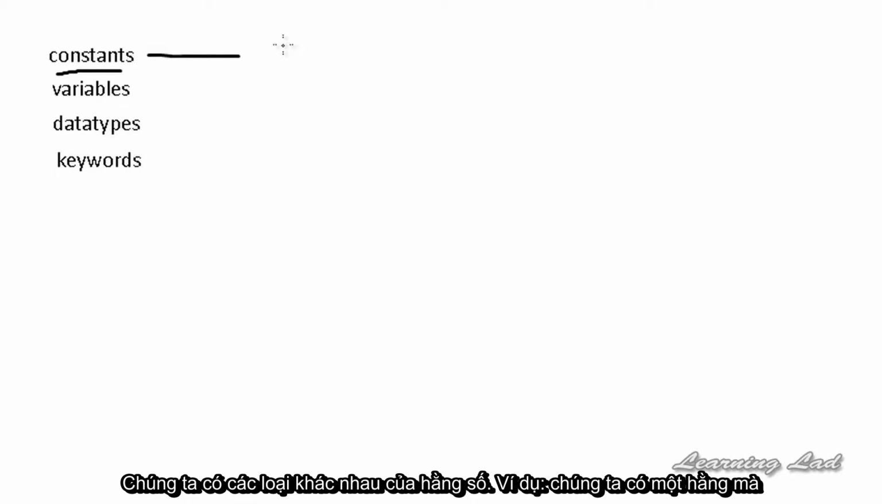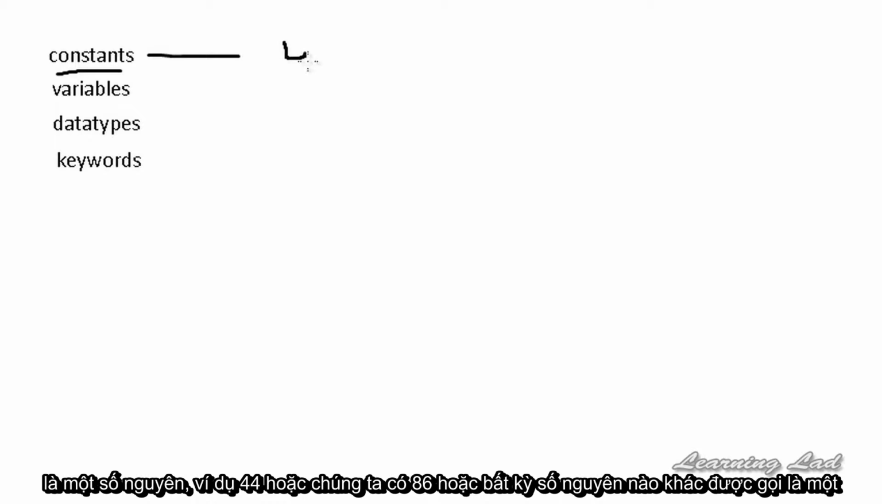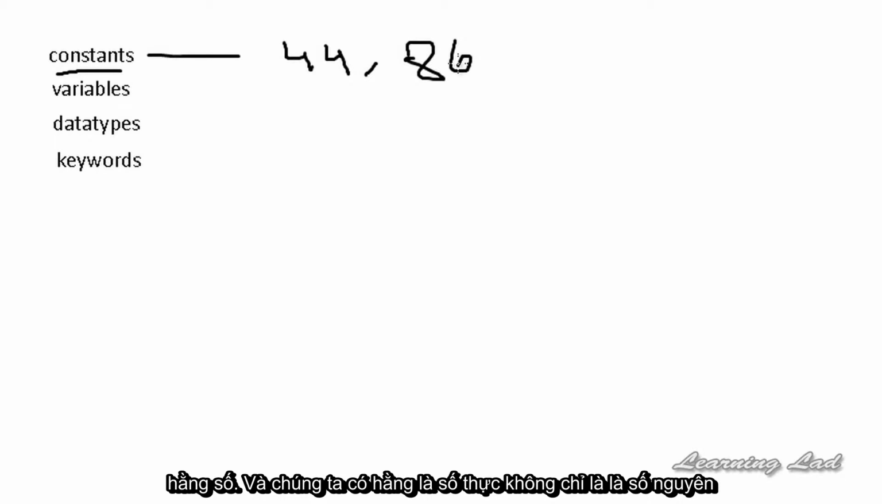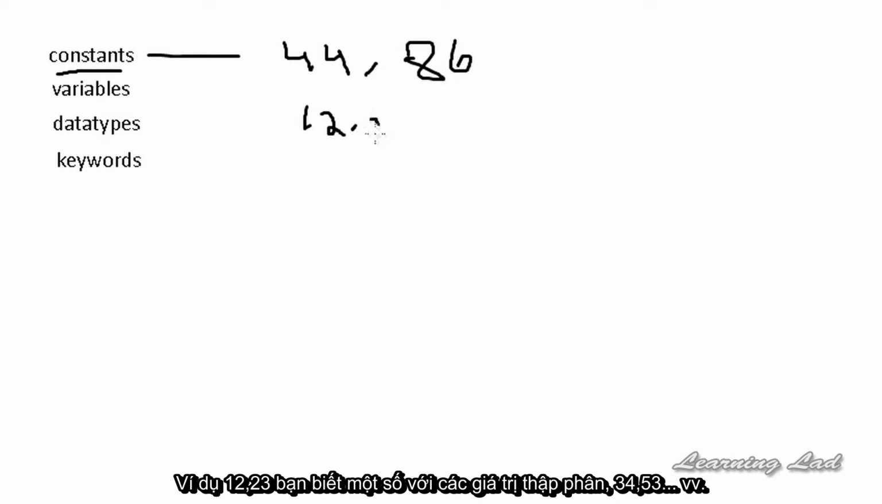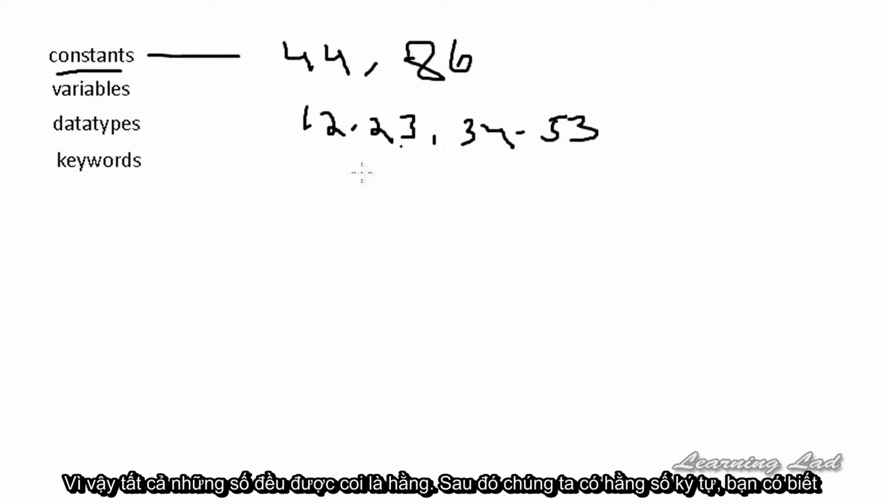For example, we have integer constants, which is a whole number. For example, 44, or we have 86, or any whole number which is an integer constant. And then we have floating point constants. For example, 12.23, a number with decimal values, 34.53, etc. So all these are floating point constants.